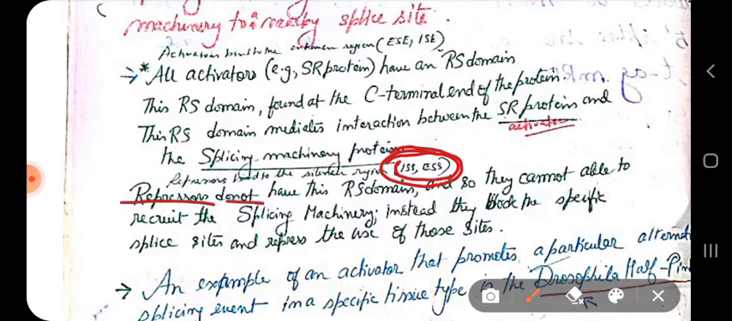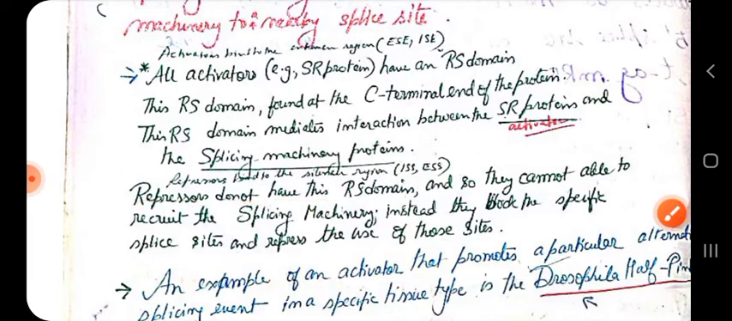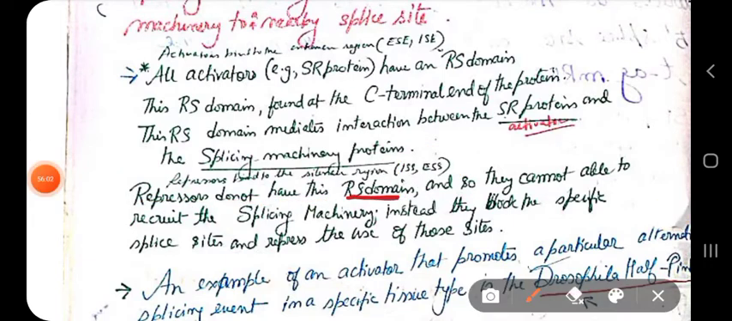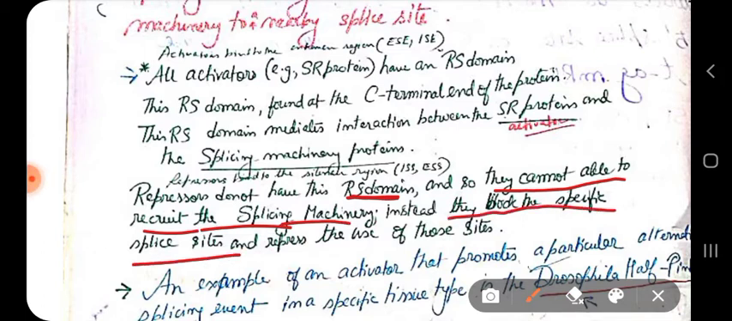So repressors do not have this RS domain. There are different examples of repressors, and I will do one of them. Repressors do not have this RS domain, that means the serine arginine rich domain, so they are not able to recruit the splicing machinery to that site. They block the specific splice sites and repress those sites. So simple thing, in this way the splicing process is regulated by the activators and by the repressors.